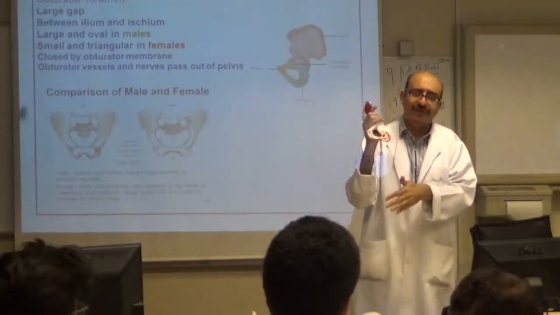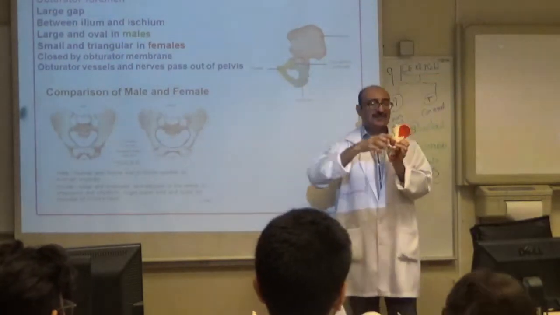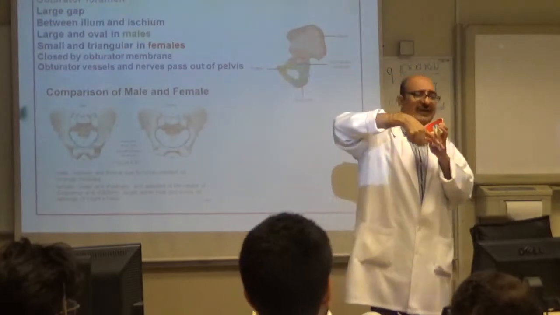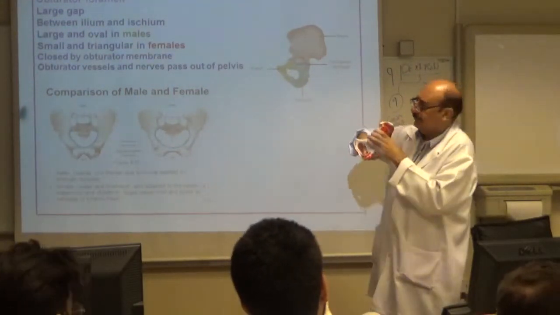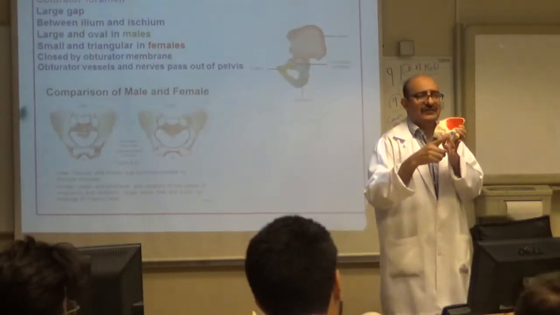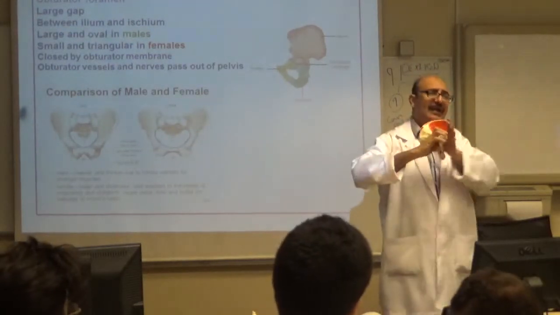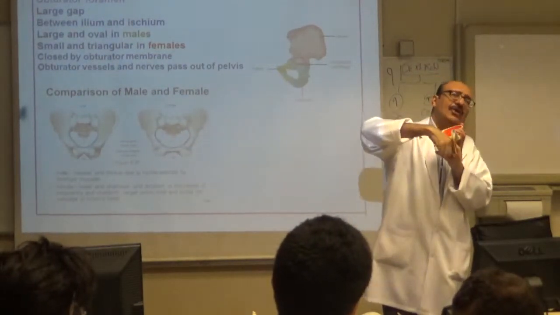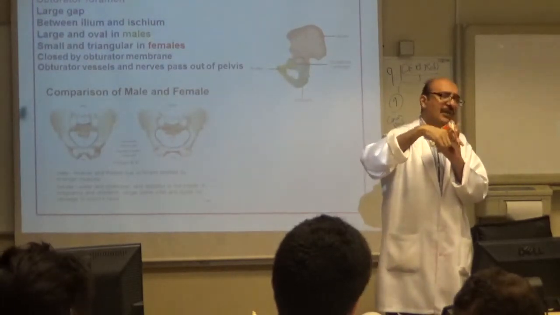The obturator vessels cross the foramen like this. Okay? That is the reason it has a membrane. It has a small opening in the membrane, and the vessels can get out and come to the perineal area. Obturator vessels.